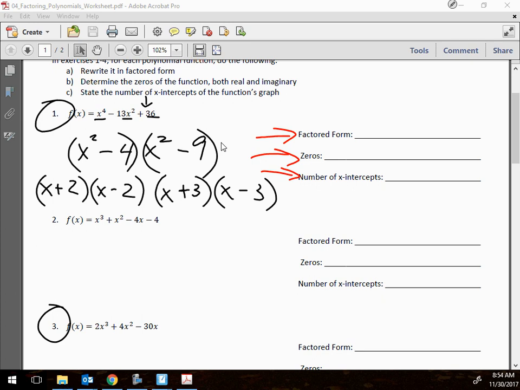Which one's factored form? This one's the one that's factored all the way. So that goes up here. You can just draw an arrow out there. It's fine.